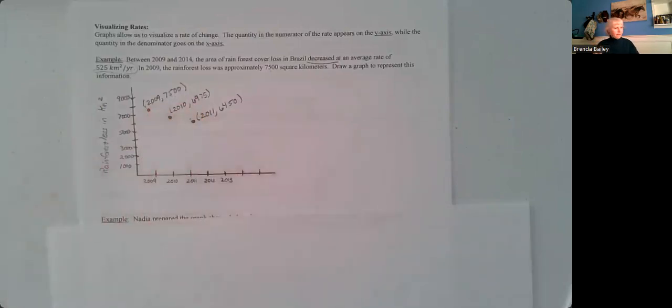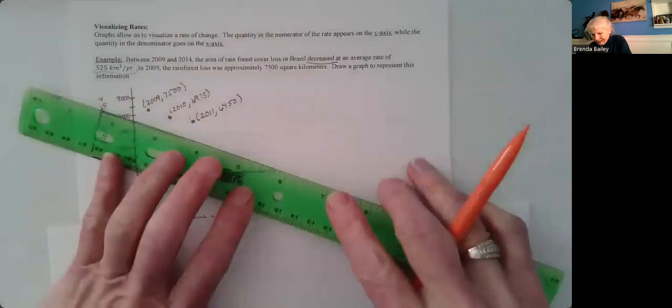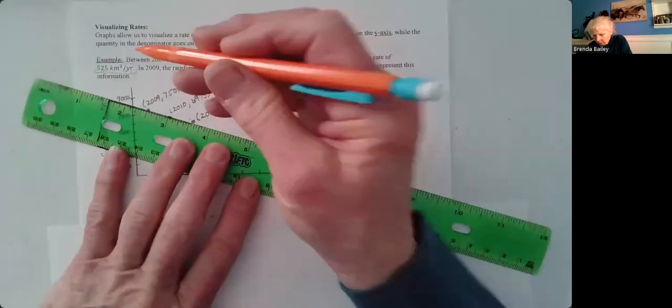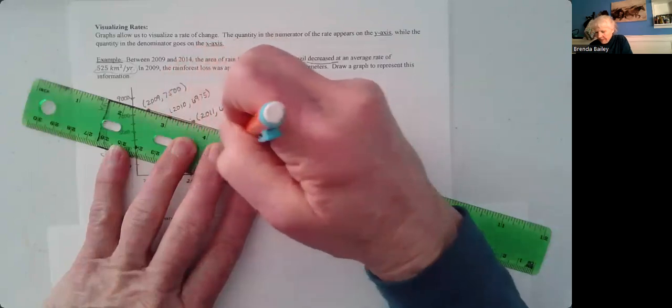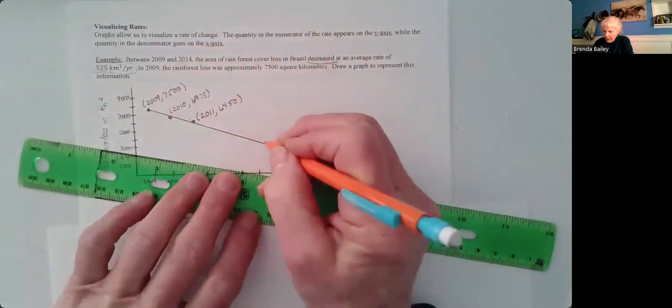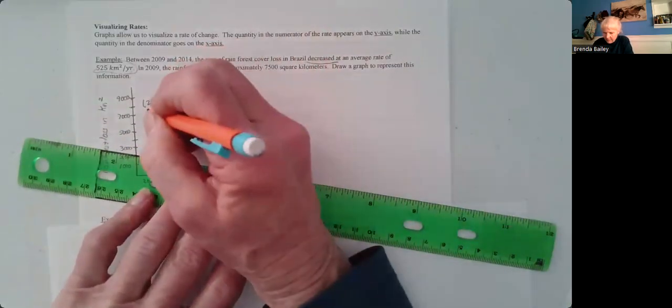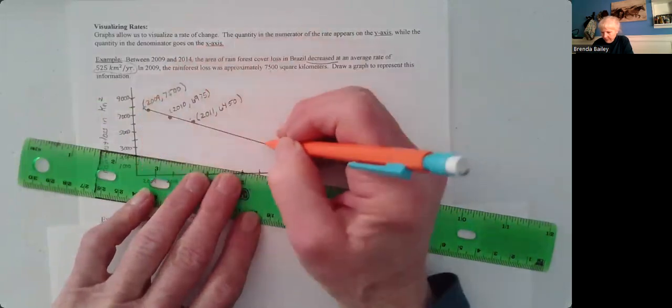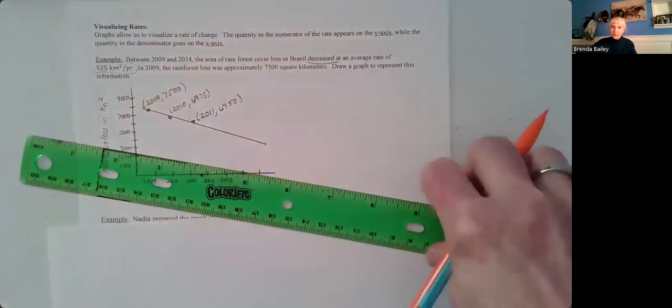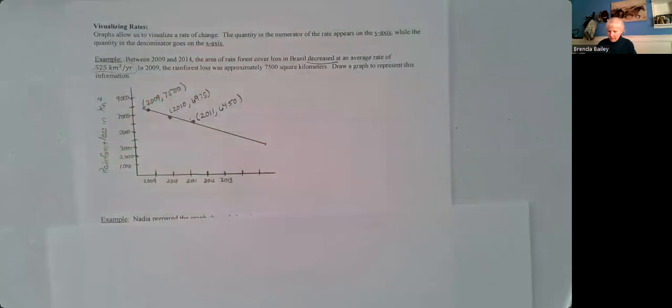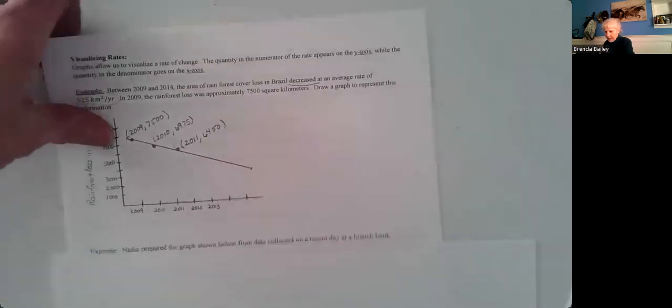And I got a ruler here. So then you could draw your line that represents the loss in rainforest. Okay, perfect. That's it. We've drawn the graph. So let's go ahead and look at our next one on this sheet.